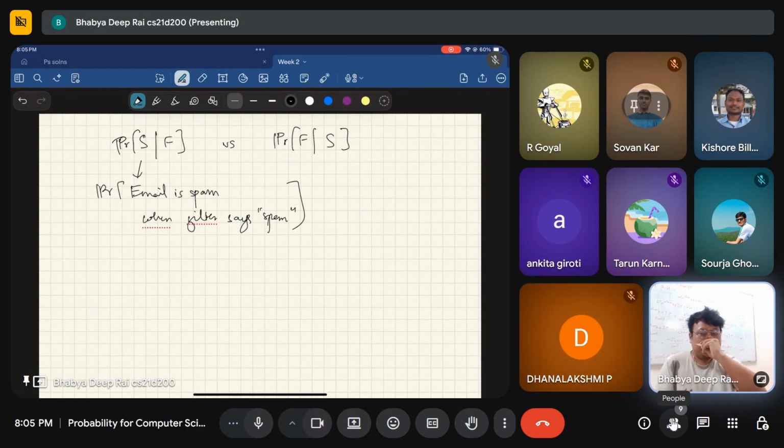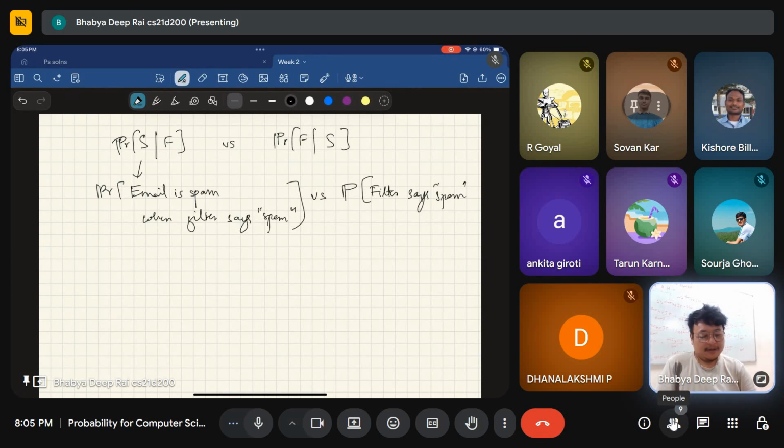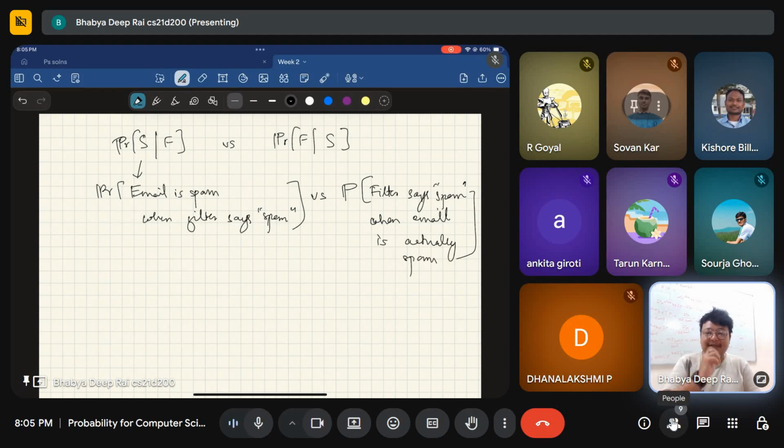Filter says spam. What is the probability that it is actually spam, versus the probability that the filter says spam when the email is actually spam? These are two different quantities.